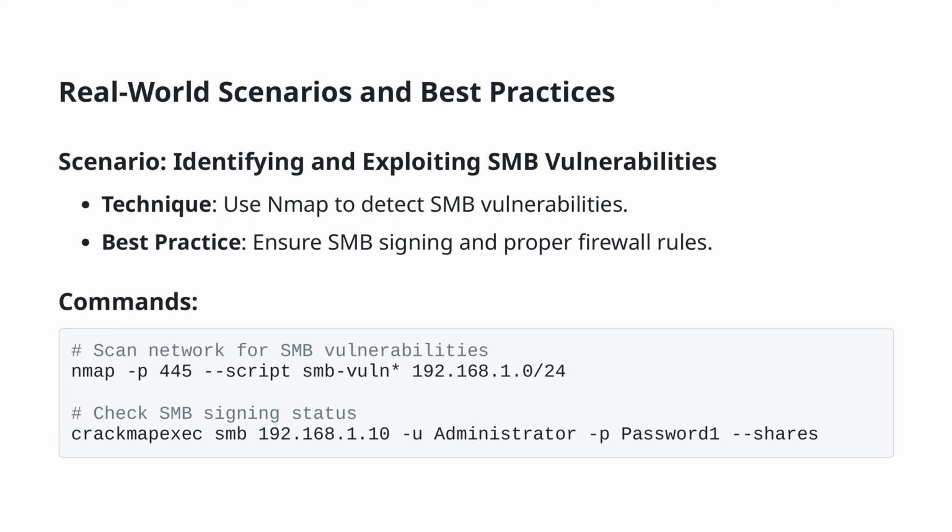Next, it's crucial to verify the SMB signing status, which can prevent man-in-the-middle attacks. The command crackmapexec smb 192.168.1.10 -u administrator -p password1 --shares can be used for this purpose. It allows you to check the SMB signing status and enumerate shares on a specific SMB host. A best practice in this context is to ensure that SMB signing is enforced and proper firewall rules are in place to restrict unauthorized access. This reduces the attack surface and enhances the overall security posture. By following these steps and adhering to recommended best practices, you can effectively identify and mitigate SMB vulnerabilities in your network.